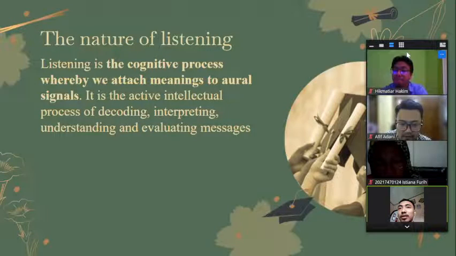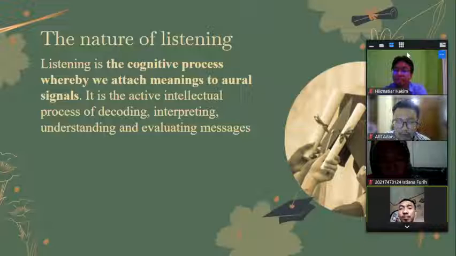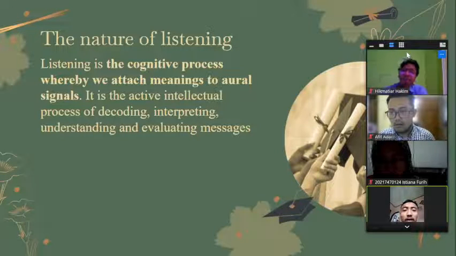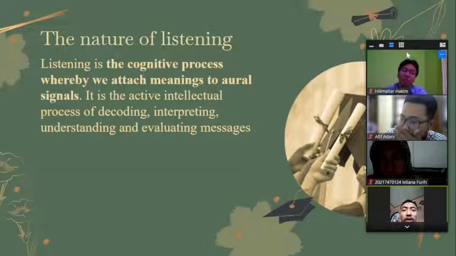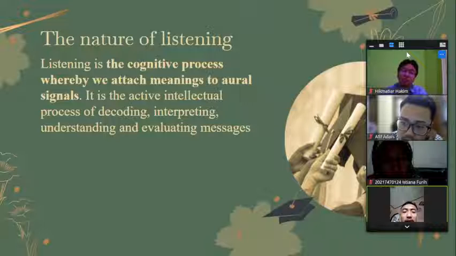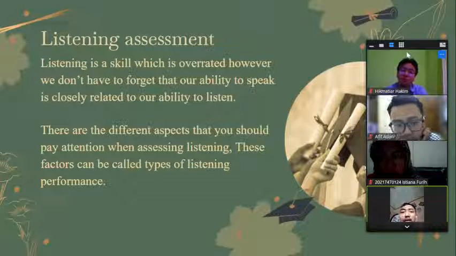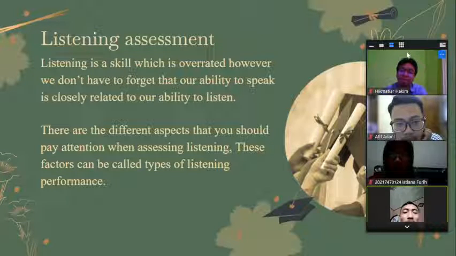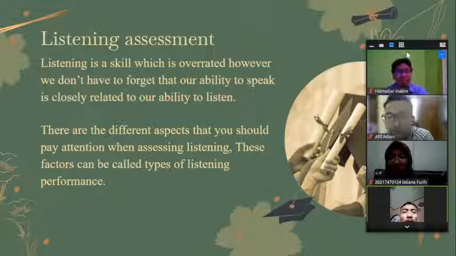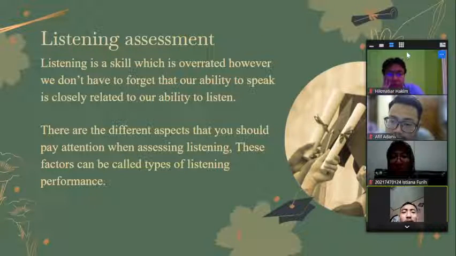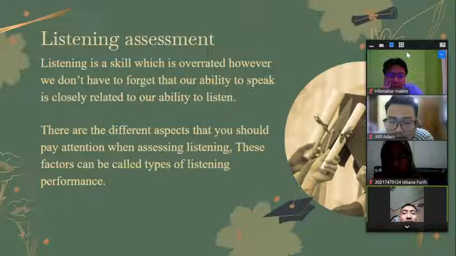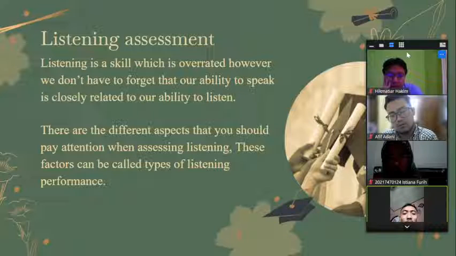Okay. The nature of listening. Listening is the cognitive process whereby we attach meanings to oral signals. It's the active intellectual process of decoding and evaluating messages. And listening assessment. Listening is a skill which is overrated. However, we don't have to forget that our ability to speak is closely related to our ability to listen. There are different aspects that you should pay attention to when assessing listening. These factors can be called types of listening performance.